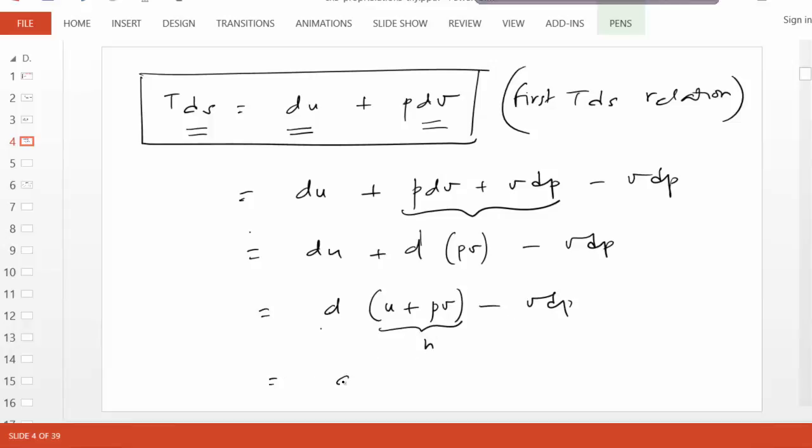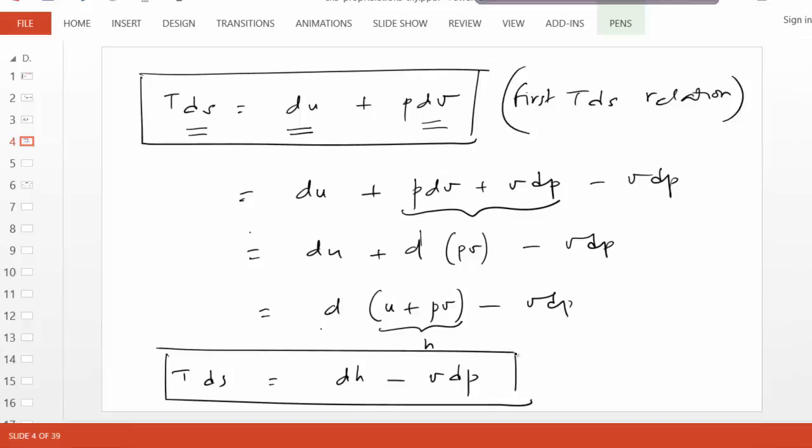If you recall the definition of specific enthalpy, so now we get a new relationship called TdS equals dH minus VdP. So this is known as the second TdS relation.